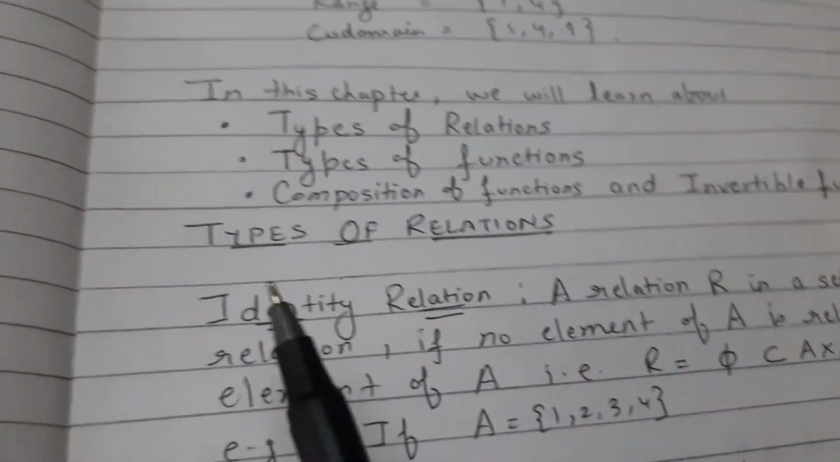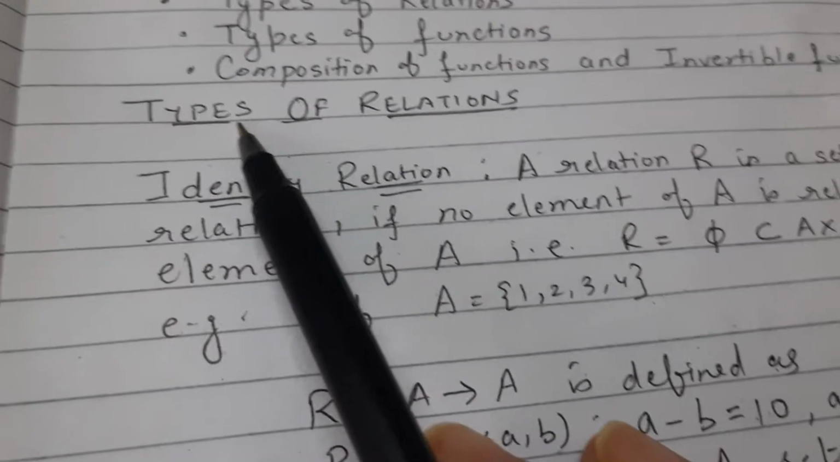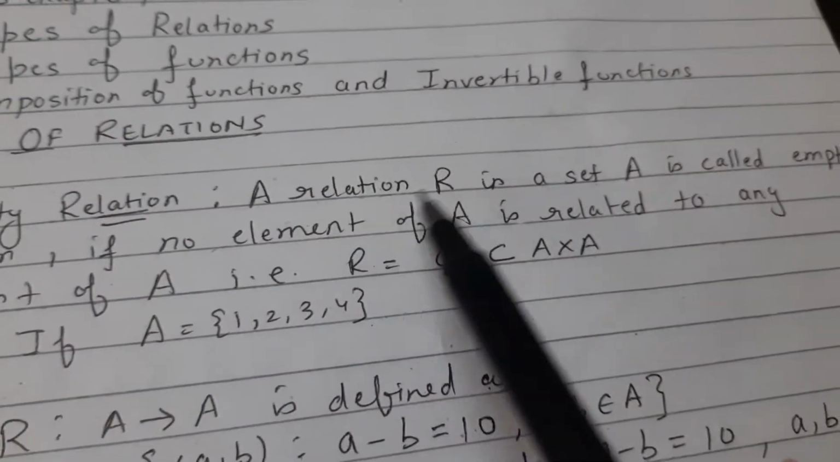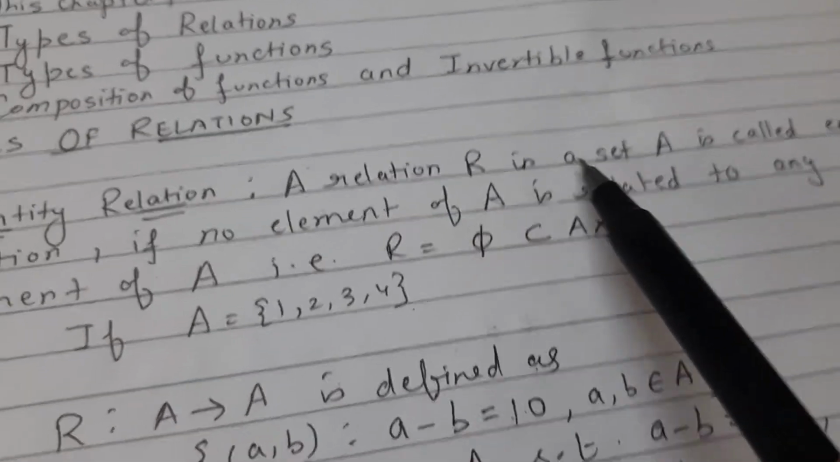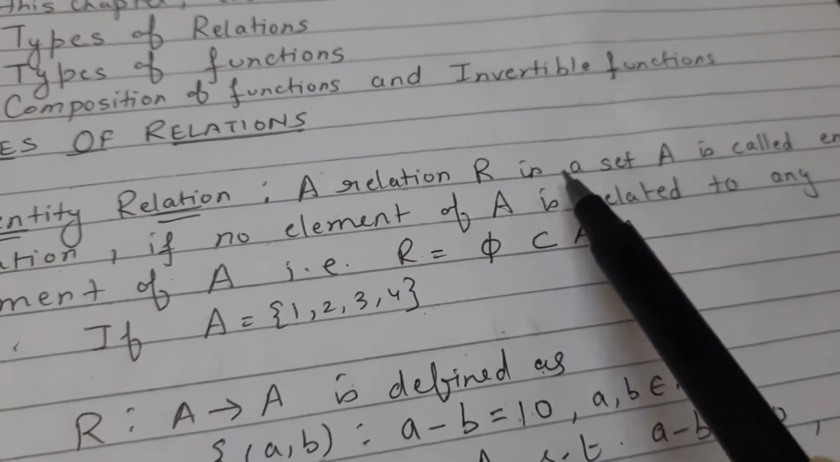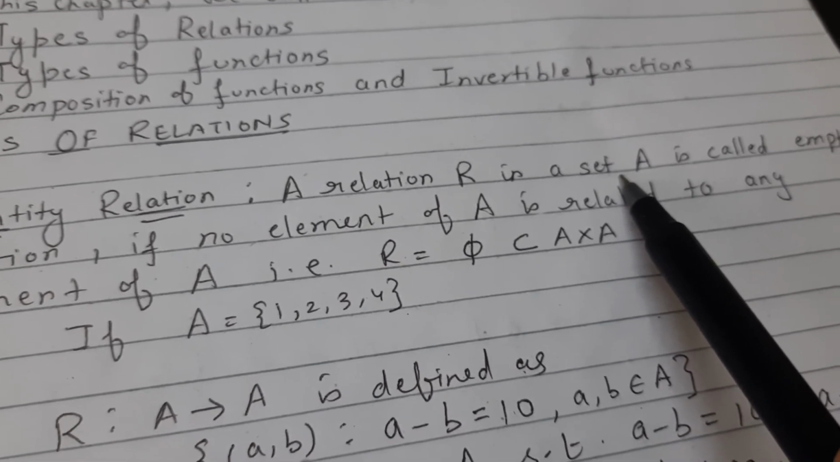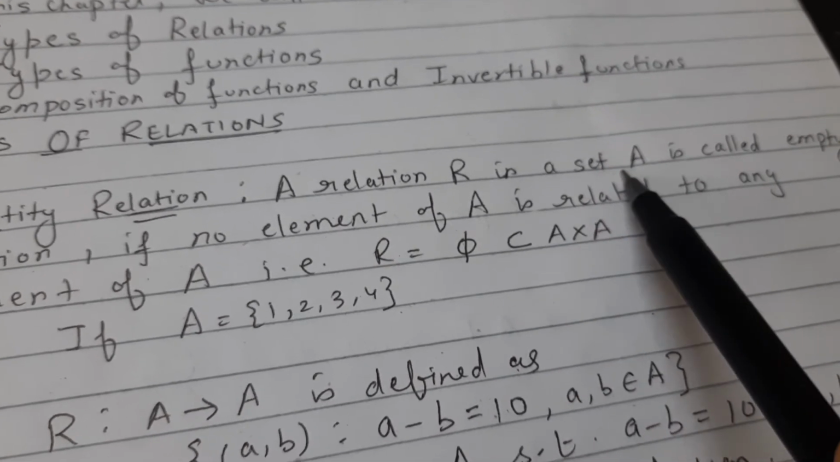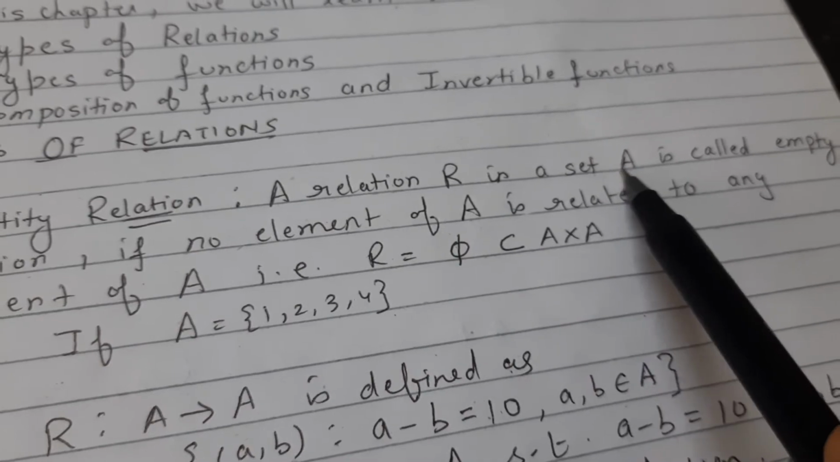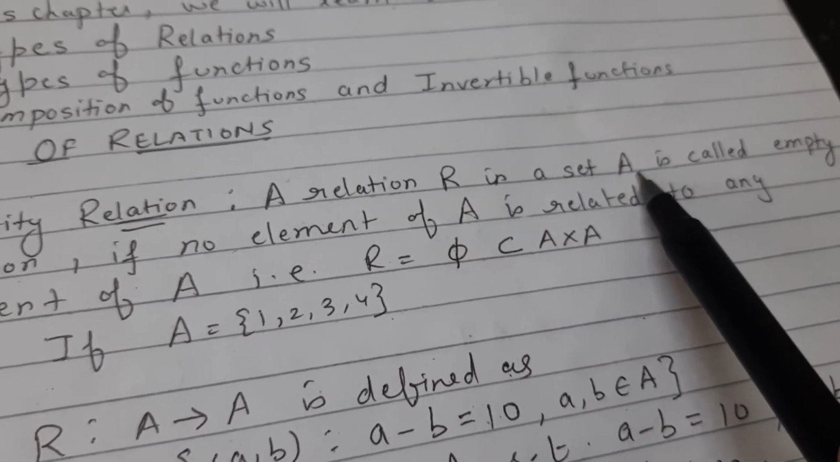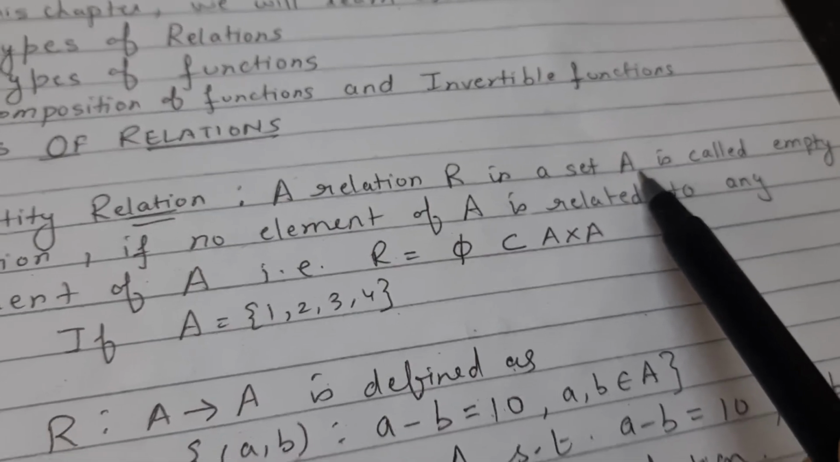So let us see how many types of relations there are. Types of relation, first we will see identity relation. A relation R in a set A. When I write in a set A, that means it is from A to A. Earlier I was considering two sets, A to B, X to Y, but now in set A means A to A. The relation in set A means R is from A to A. That means I will take the Cartesian product of A cross A.